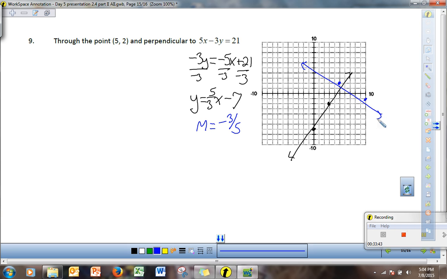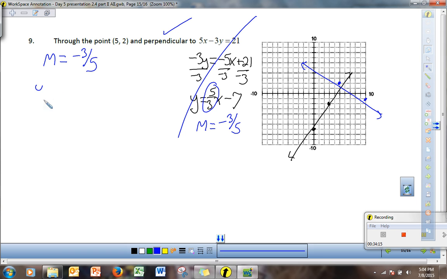So picture this, guys. I didn't need the graph. But this slope is positive 5/3. To be perpendicular, you must use a slope of negative 3/5. So the only thing I needed out of here is a slope. I know the slope is 5/3. But since we wanted to do perpendicular, I had to opposite reciprocal it. Now, I don't need that again.